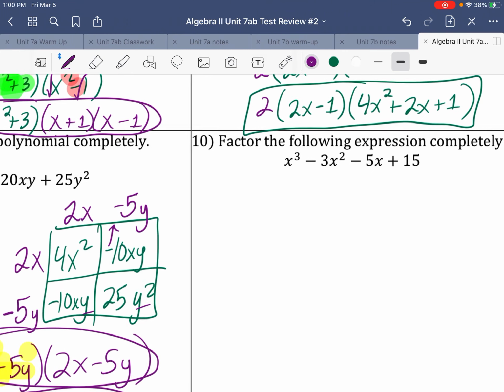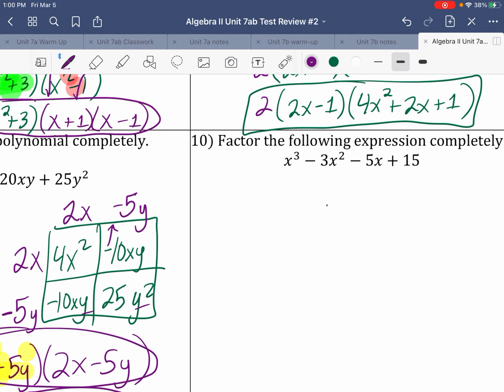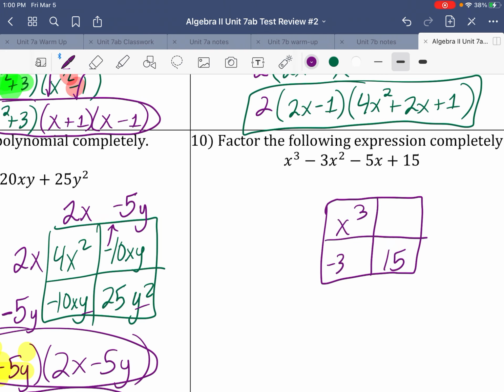Number 10, we have 4 terms. 4 terms, turns out the Punnett Square has 4 blanks. Let's put them in. First term, top left. Last term, bottom right. Other 2 terms. Greatest common factor of the bottom row: 3, the negative, it's negative 3, so we'll bring a negative out.